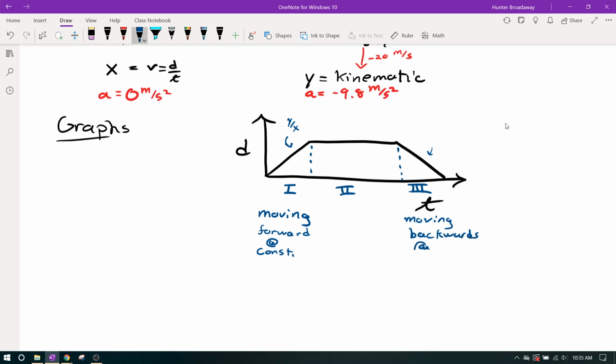In the middle part, what's happening? Yeah, there is no motion. No motion, standing still. Okay, so not too bad.